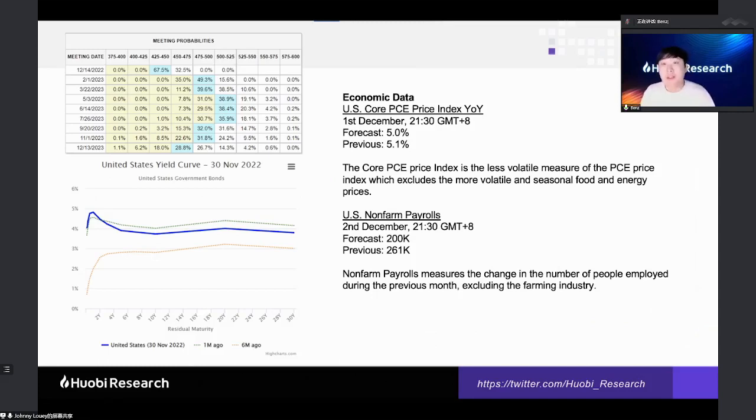They have to do a U-turn. They have to add maybe another 50 basis points to actually curb it. Yes, I think this is one of the reasons why the Fed is very cautious also. And then let's touch on the US yield curve.